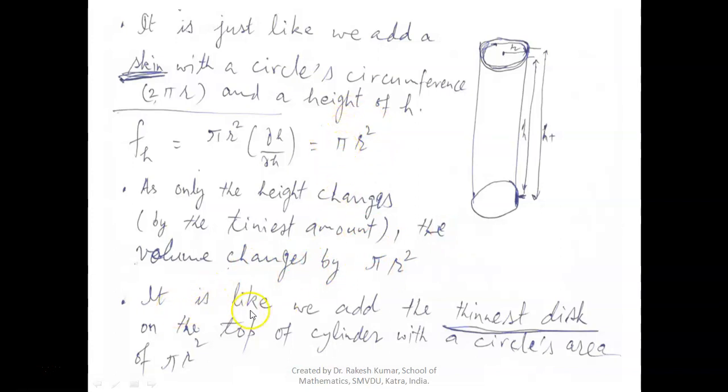It is just like we add the thinnest disc on the top of the cylinder with the circle's area of pi r square. We can understand it as that very thin disk being added or put at the top. So that way we can interpret these partial derivatives and their use with the help of an example. Okay, so thank you very much.